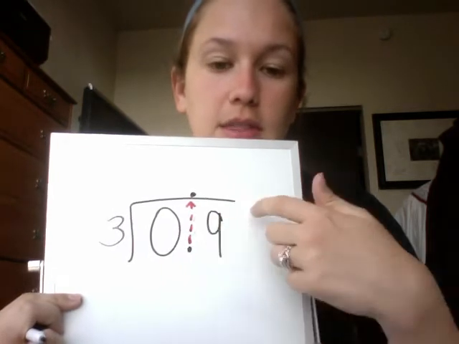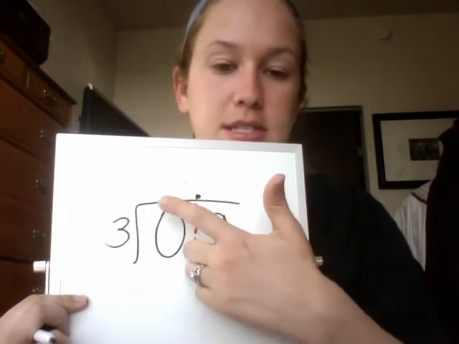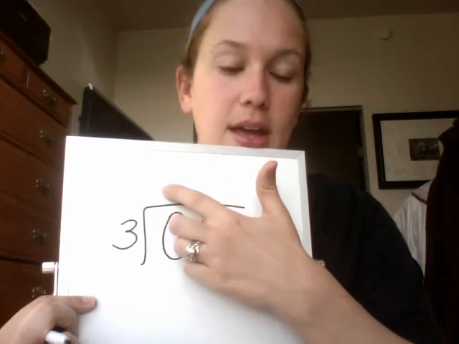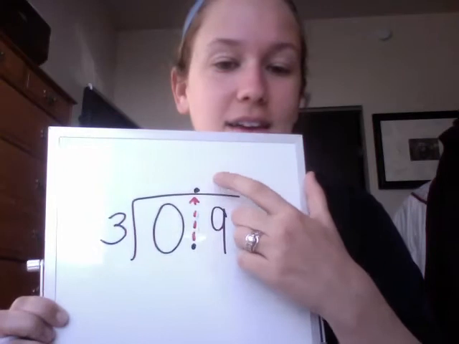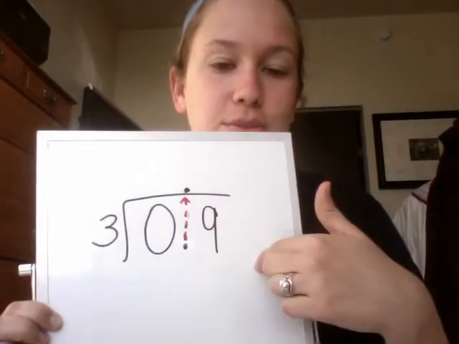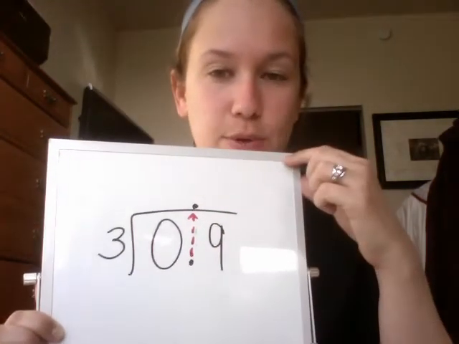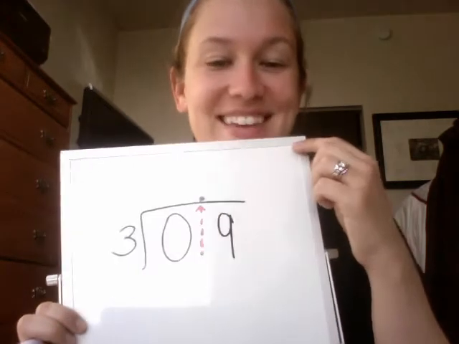so that I know that however many times 3 goes into 0, that number will be on the left side of the decimal. And then however many times 3 goes into 9 will be on the right side of the decimal. So how many times does 3 go into 0? Well, it goes in 0 times. How many times does 3 go into 9?